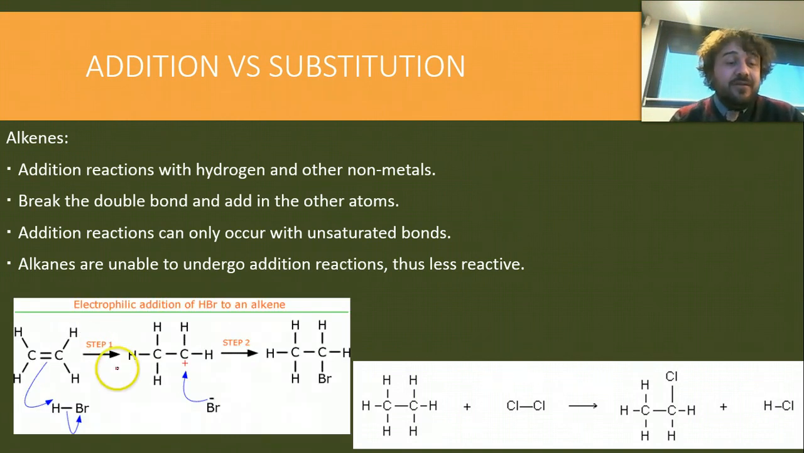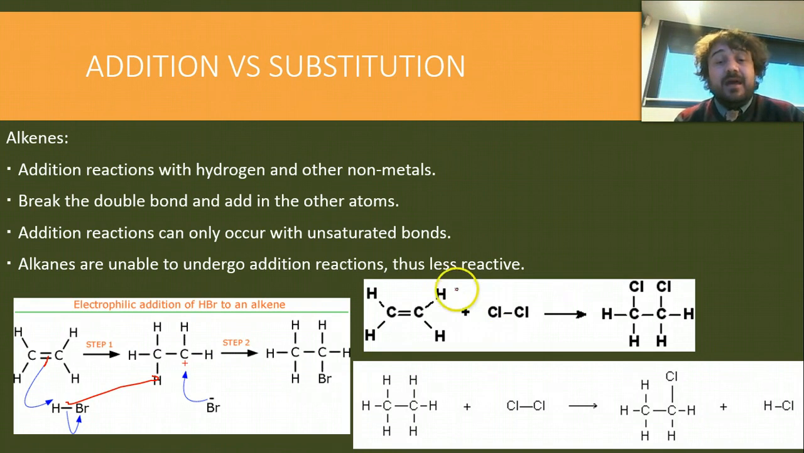Alkanes, on the other hand, are unable to undergo addition, so they are less reactive and have to go through substitution. For example, if hydrogen bromide comes into ethene, we see that the double bond breaks, a hydrogen joins up here, so you've got 2 here, and this bromine moves up here. That would be, by the way, 1-bromoethane.